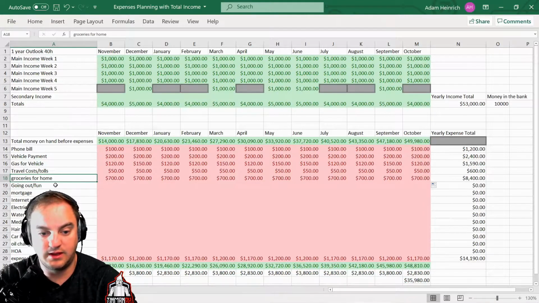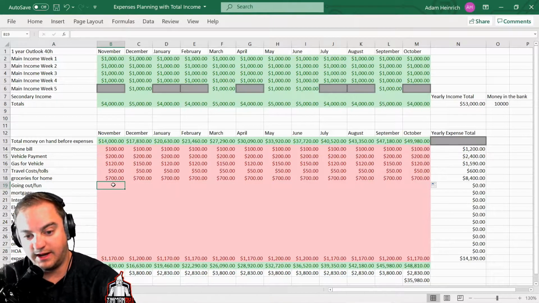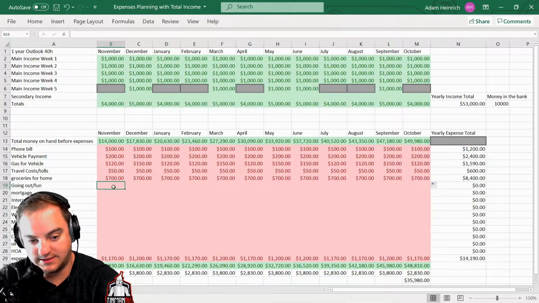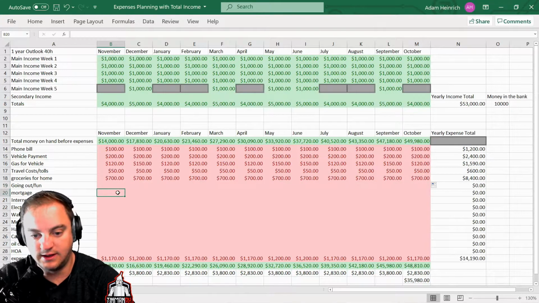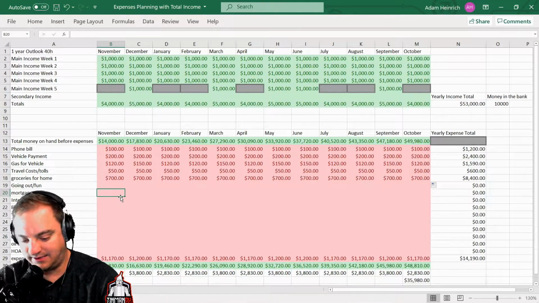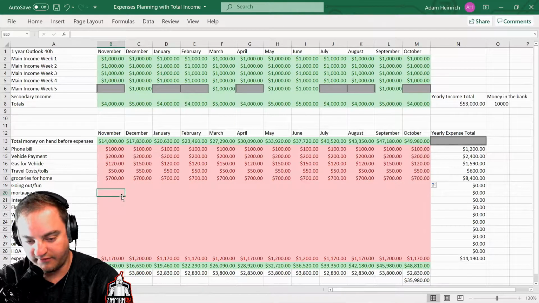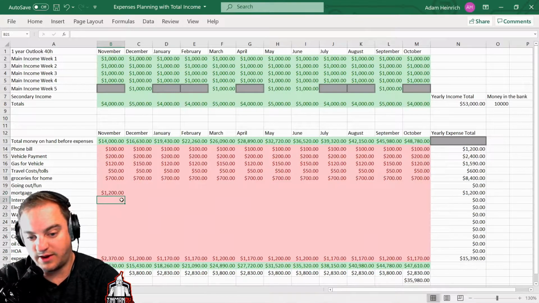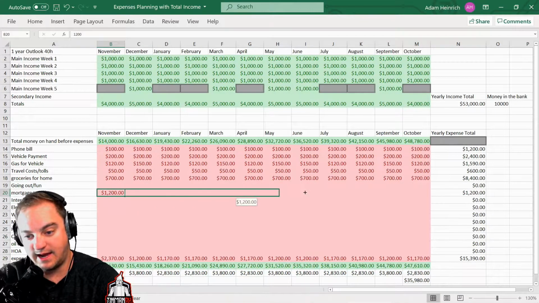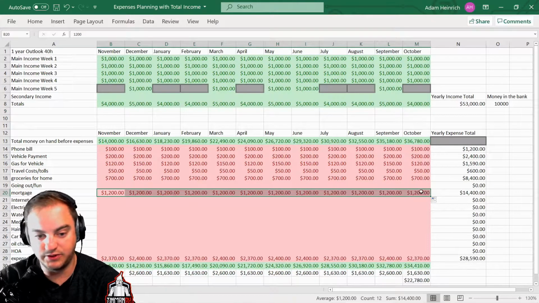Let's continue. Going out and having fun. I mean, trust me, I wish I could max this out. And you know what? This is what I recommend. Leave this blank. Keep going. And you could probably drag this to the bottom, but this is where it's at. Mortgage. I think a lot of comfortable people would like to be around $1,200. Now that includes taxes. So I realize for a lot of people that is not what it is. But whatever it is for you, put that in there.